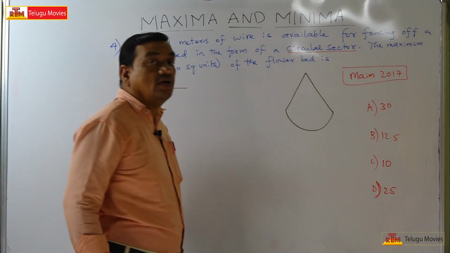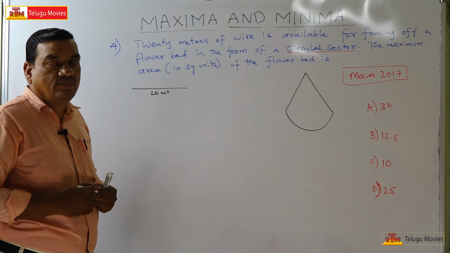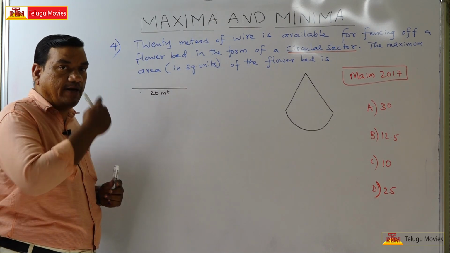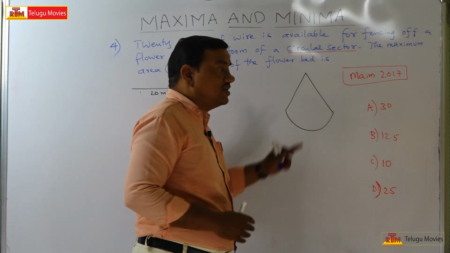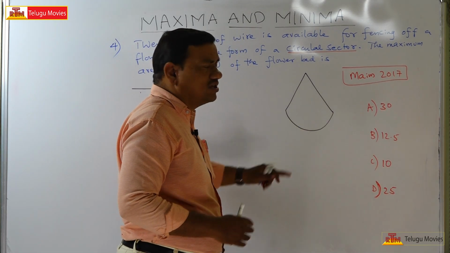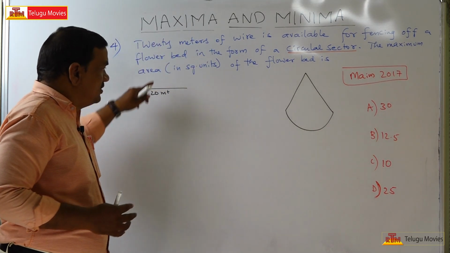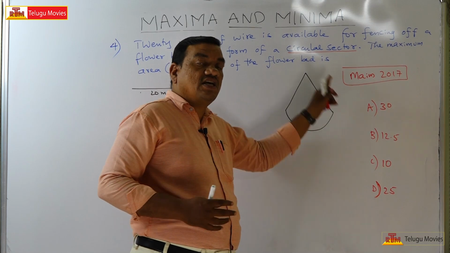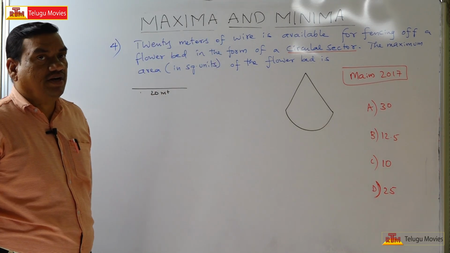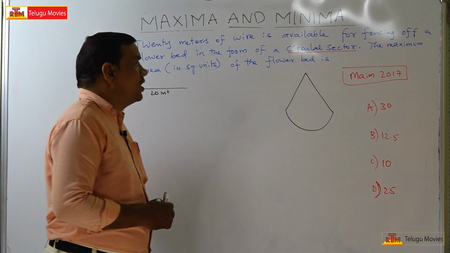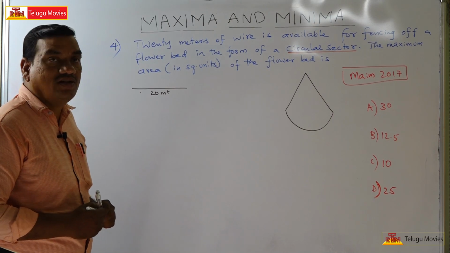Okay, now, then what will be the maximum area of the flower bed? The maximum area of the flower bed. That means the area here is variable. The length and the circular shape are variable, so different shapes will be there. But the circumference is fixed. This circumference is 20 meters, but the area will be different. Now, how do we find the maximum area of that circular sector?